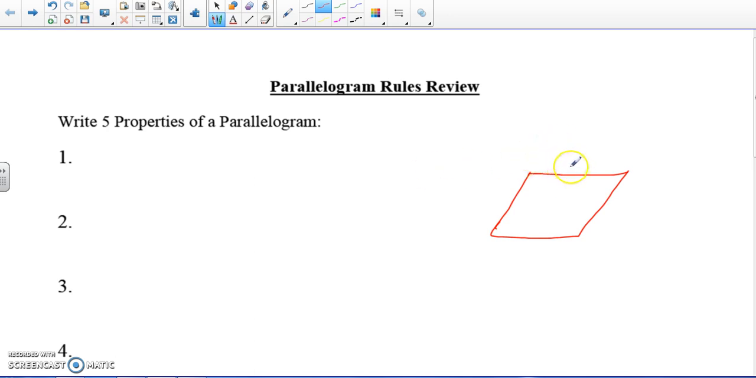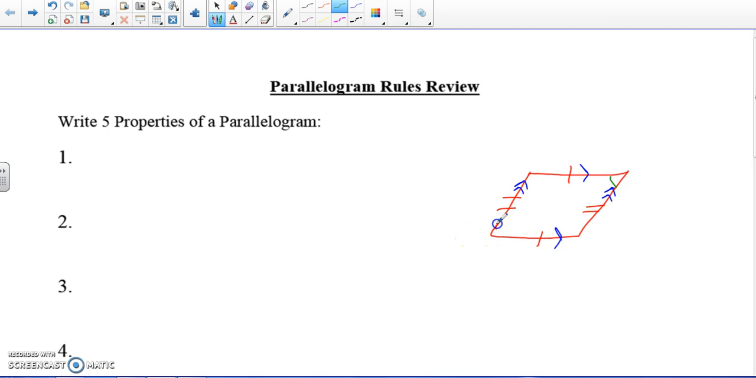But what we know is that, first of all, the two opposite sides are congruent. We also know the two opposite sides are parallel. And what we always talk about with parallel lines, either to prove lines are parallel or if you're given that lines are parallel, is to look for congruent angles. So that's what we know about a parallelogram. Those are kind of the main things.